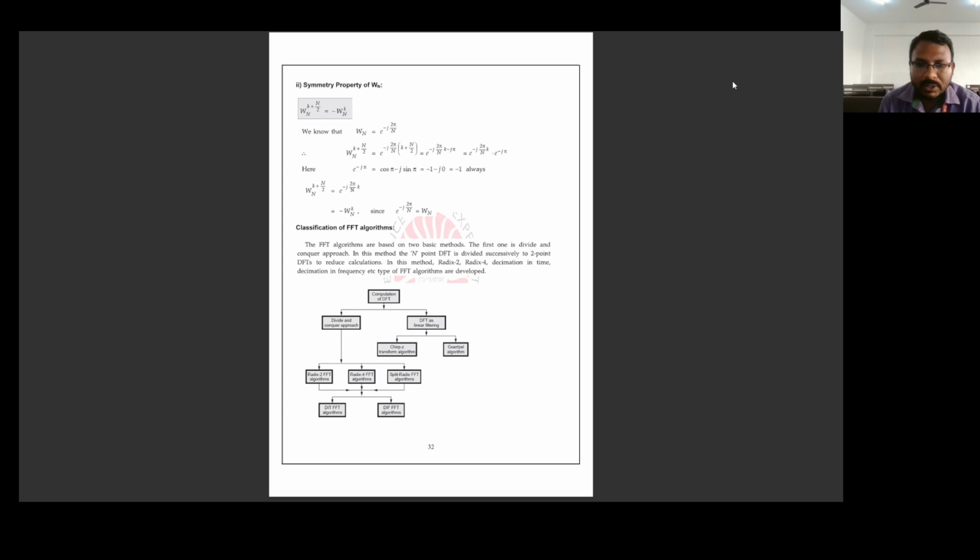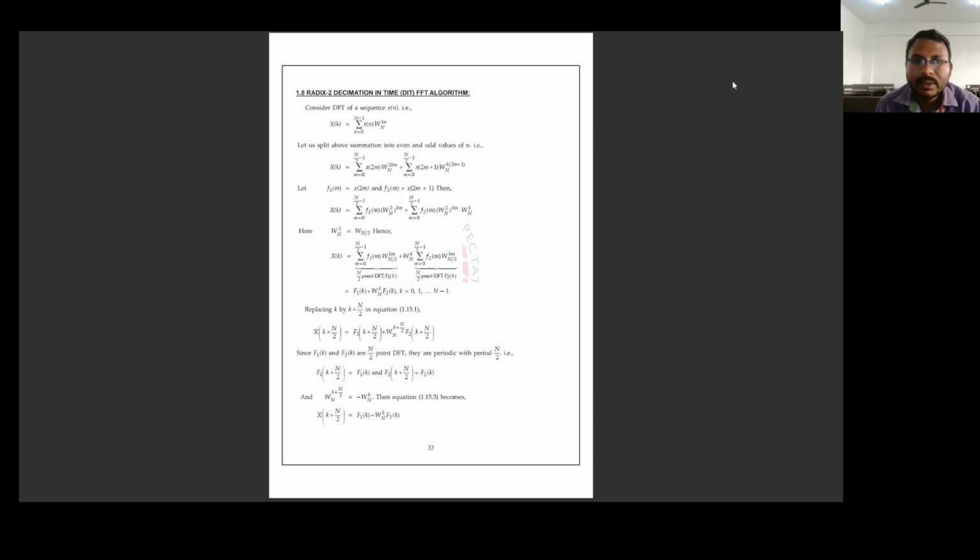In the first part, the divide and conquer approach, we have three algorithms: the radix 2 FFT algorithm, the radix 4 FFT algorithm and the split radix FFT algorithm. These three algorithms are based on time domain and frequency domain, so we have classified DIT FFT algorithms and DIF FFT algorithms, that means decimation in time and decimation in frequency.